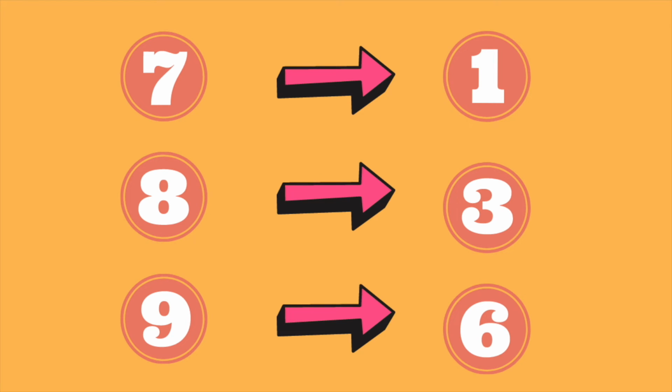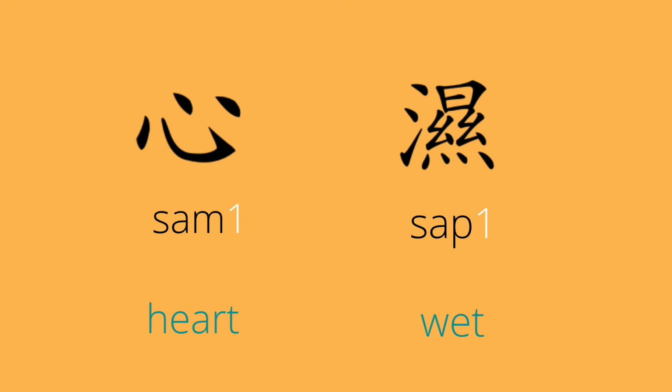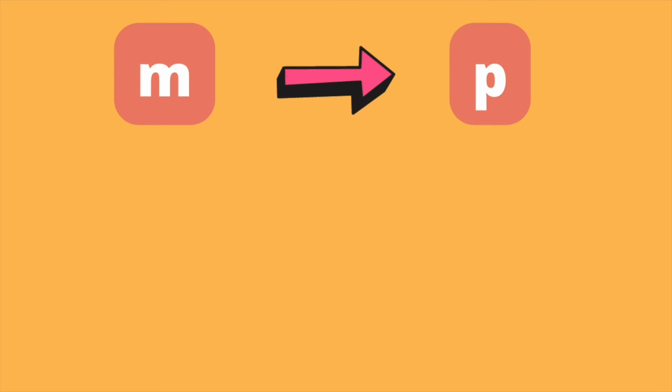So, how do we know which words are actually from the 7th tone changed to the 1st tone in Jyutping, and so on? There is a tip. Whenever you see a word with the last letter P, T, or K in Jyutping, they are the words in entering tones. I'll give you a few examples. The first one, some and sup. In this pair, when the last letter is changed from M to P, the word finishes the sound quicker.